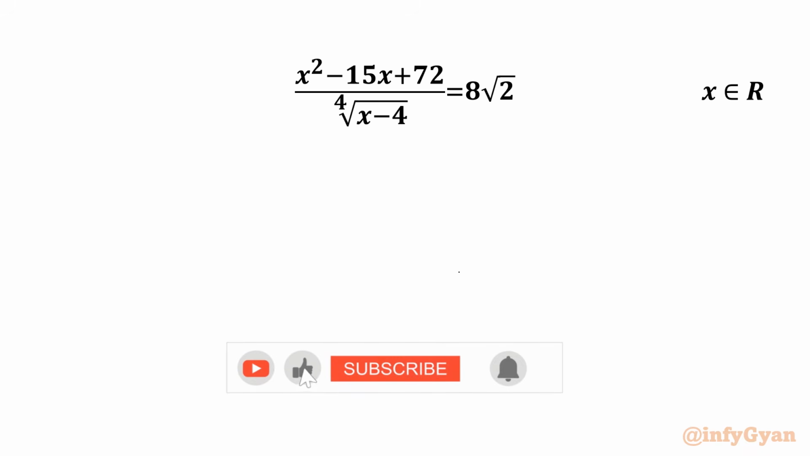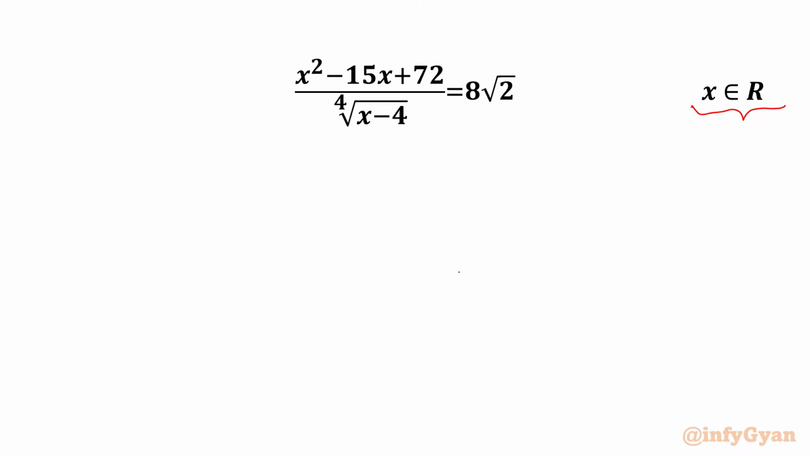Today in this video we have another very interesting and challenging question from algebra which we will be solving for real values of x. So let's get started. X belongs to real numbers, so our radicand must be positive this time. So x minus 4 should be greater than 0. It cannot be equal to 0 because the denominator cannot be 0. So x should be greater than 4. For x to be real, our answer should be greater than 4. If it is not, then we are going to get complex solutions.